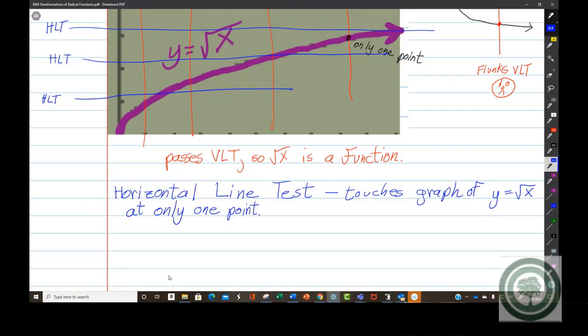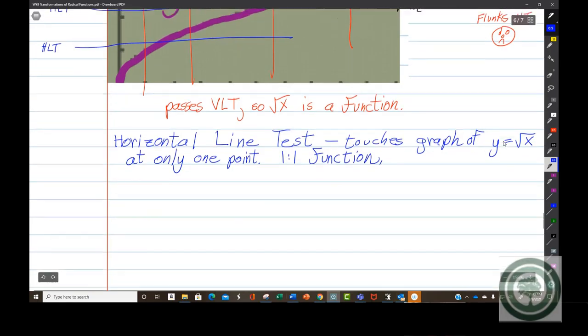That means it is a one-to-one function. And I think we'll just talk about one-to-one. There are functions we know are functions that we love.